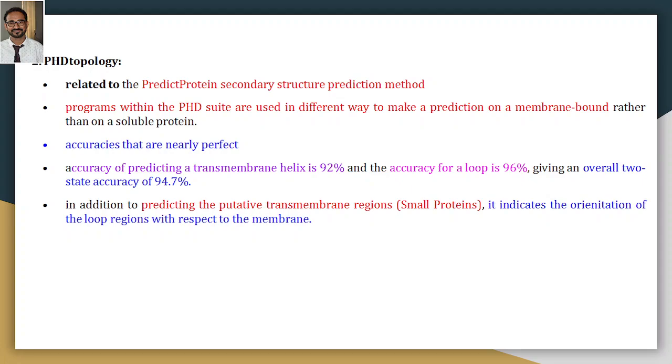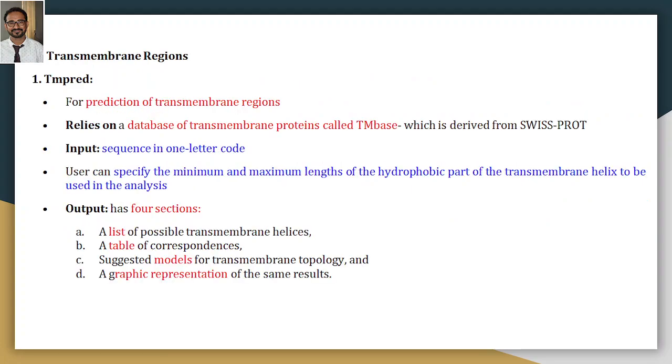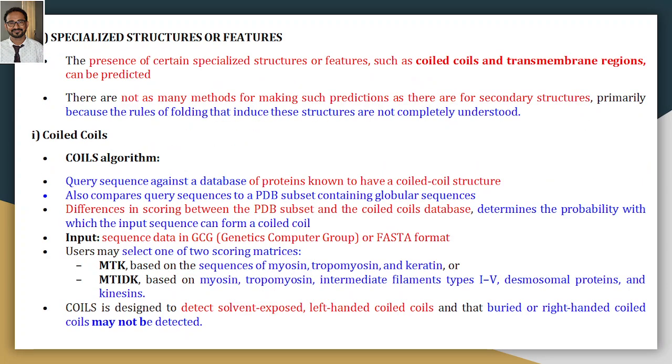So in addition to predicting the putative transmembrane regions, that is small proteins, it indicates the orientation of the loop regions, like how exactly they are situated with respect to the membrane. That will be seen in PhD topology. So under transmembrane regions, transmembrane as well as coils under specialized structures.